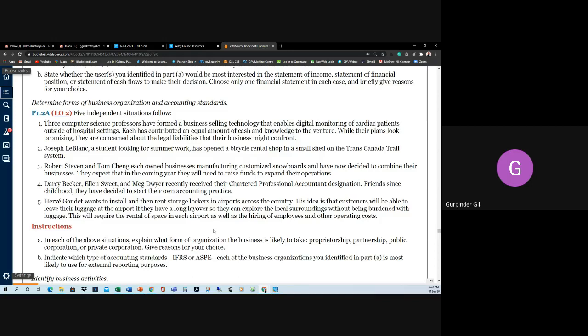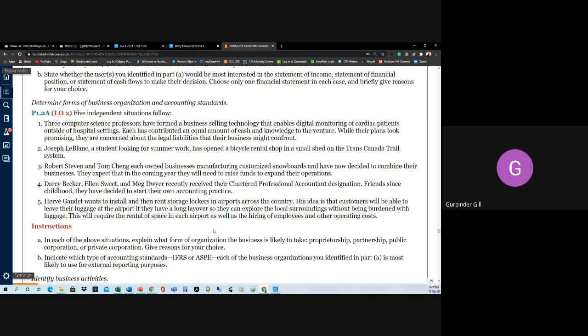Darcy Becker, Ellen Sweet, and Meg Dwyer recently received their Chartered Professional Accountants designation. Friends since childhood, they have decided to start their own accounting practice. Partnership. Okay, so partnership works better in this case. It's simple to set up. It's easy. These guys are not looking to raise funds in the near future. They are not concerned about legal liabilities. So partnership is the way they should be going.